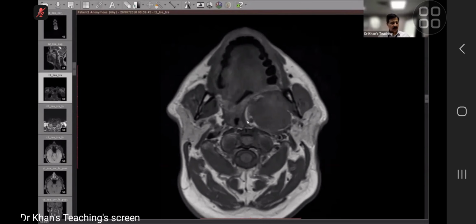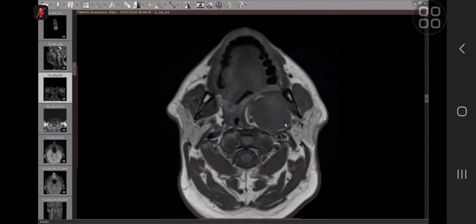So the point is, how rare are masses arising from the parapharyngeal space? What is the content of the parapharyngeal space? You remember I just showed you a Chapman slide for that. Yes, mostly fat with a few nerves and vessels. Very rare, isn't it?